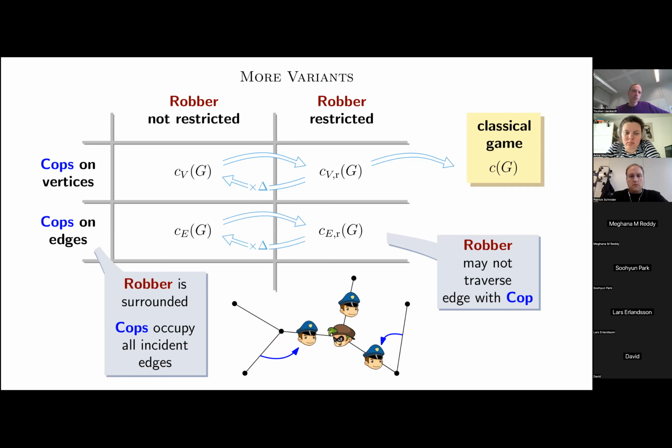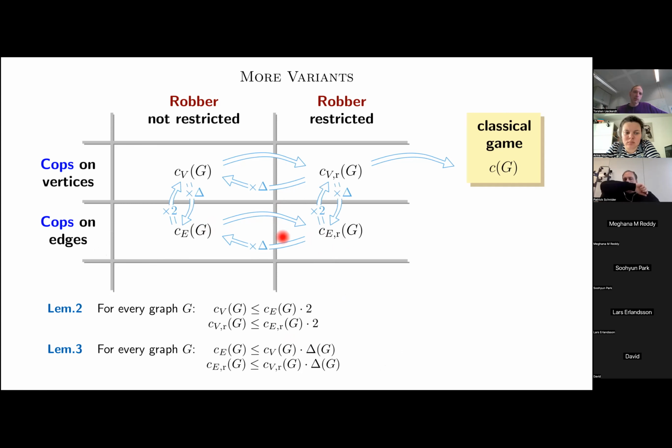And you can do similar things with comparing these two things. So you can say, okay, how much do I pay for the robber being restricted? So one direction is again easy. So the same number of cops, of course, works because you're only making the robbers weaker. And the other direction, a similar strategy by mimicking the strategy from before with delta cops just works. But you can also compare the vertex and the edge variants with one another.